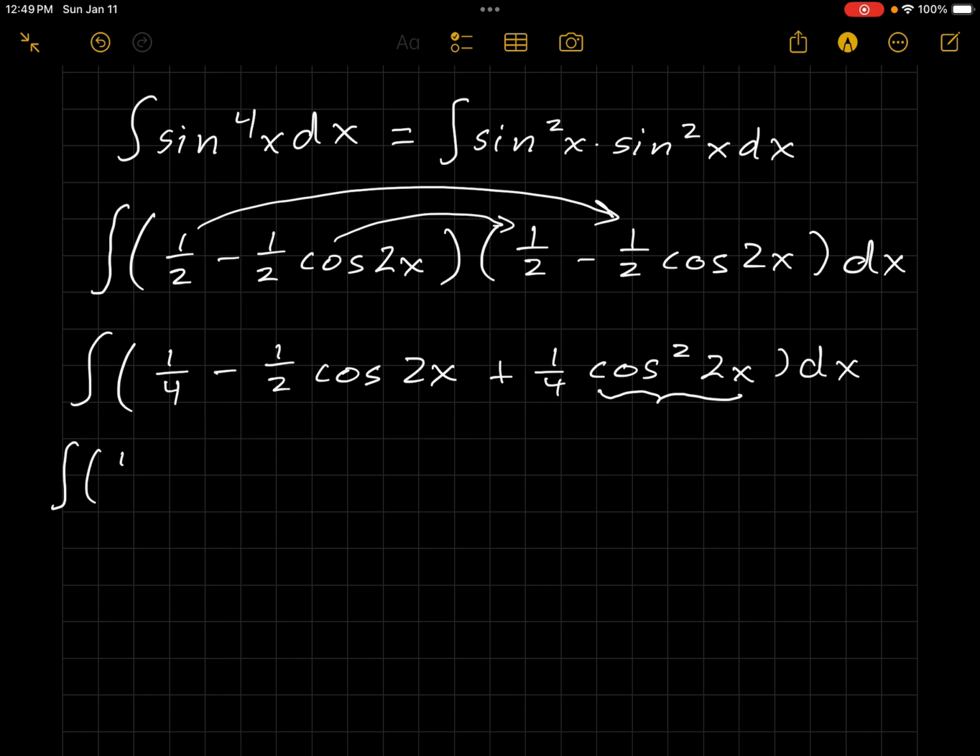So I will rewrite the entire thing. 1/4 minus 1/2 cosine 2x plus 1/4. And then this back piece here becomes 1/2 plus 1/2 the cosine of 2 times 2x.